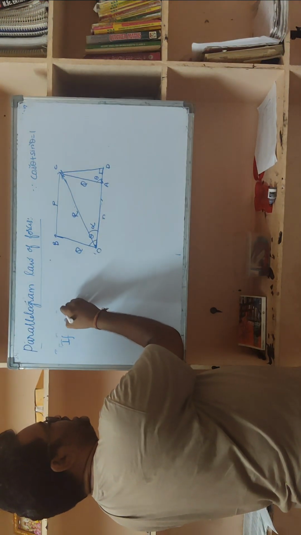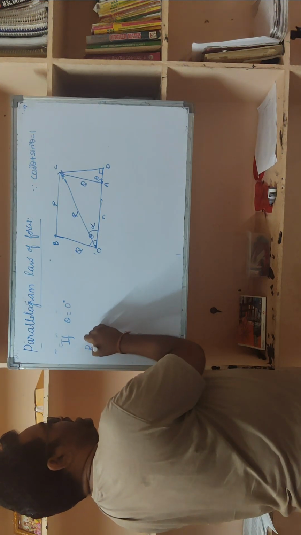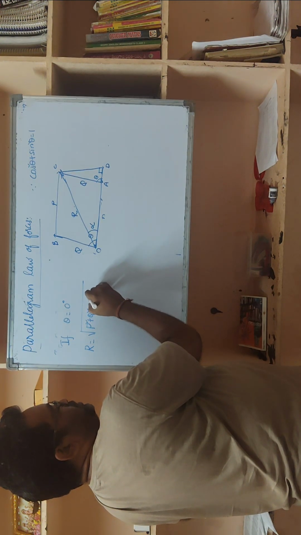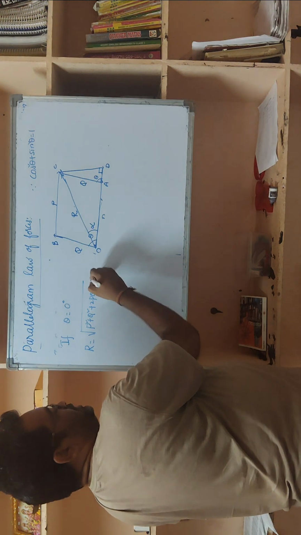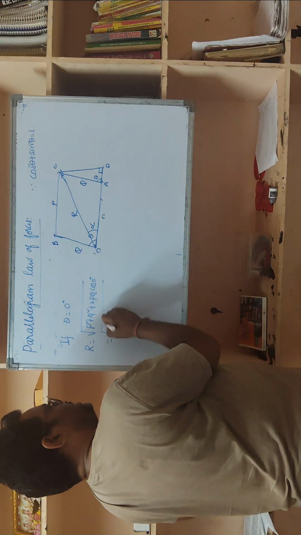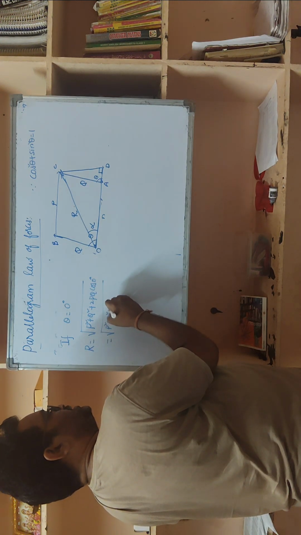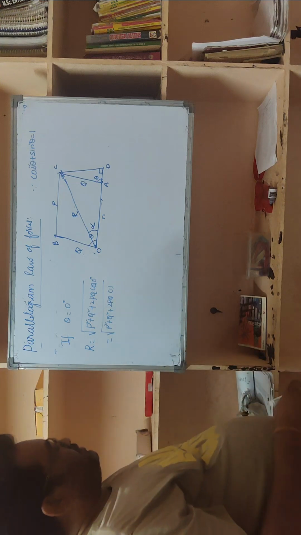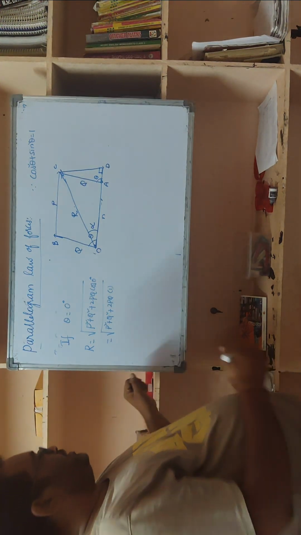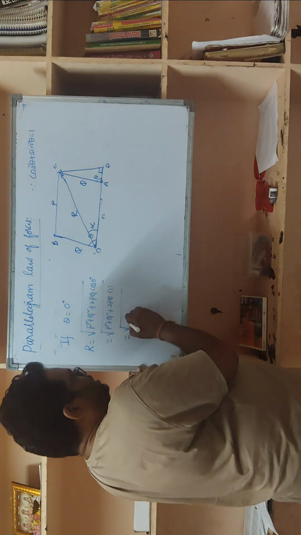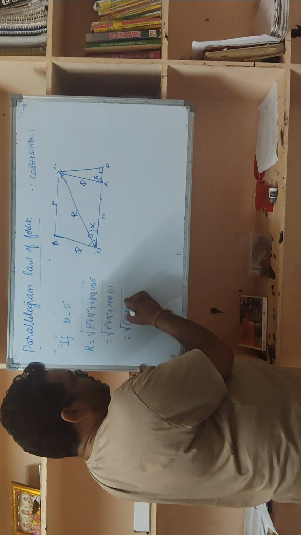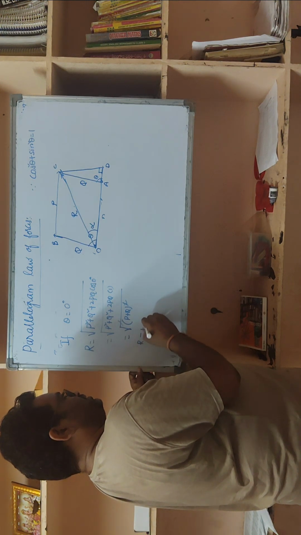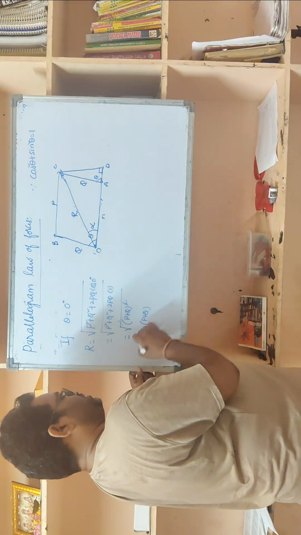If theta is equal to 0 degrees, then R is equal to the square root of P square plus Q square plus 2PQ cos 0 degrees. So P square plus Q square plus 2PQ, cos 0 is 1. Now this is in the form of a square plus b square plus 2ab, which we can write as the root of P plus Q whole square. The square and root cancel. So R is equal to plus or minus P plus Q.